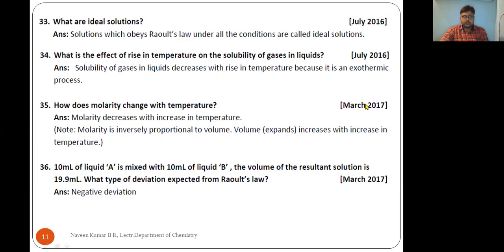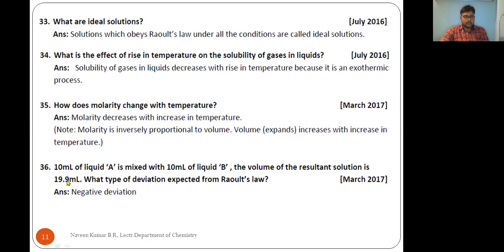Next, from March 2017. How does molarity change with temperature? As we discussed earlier, molarity varies inversely with volume. Volume varies directly with temperature, so molarity varies inversely with temperature. As temperature increases, volume expands, hence molarity decreases.